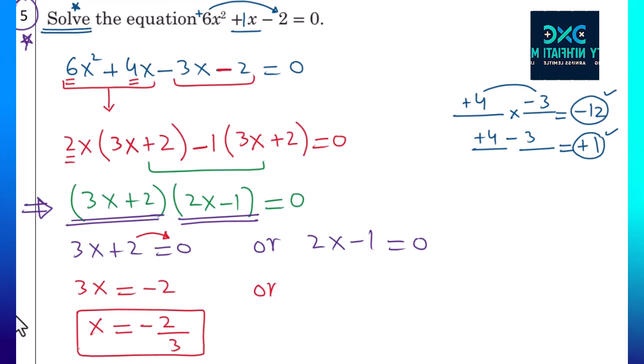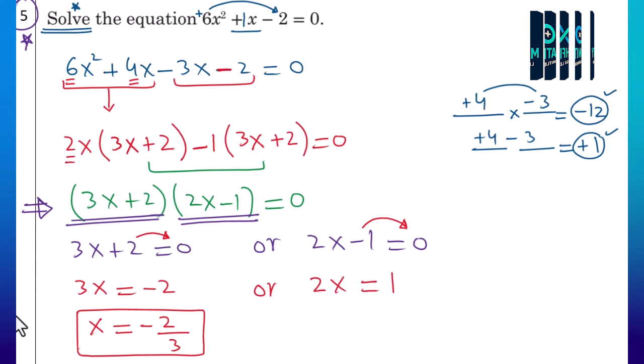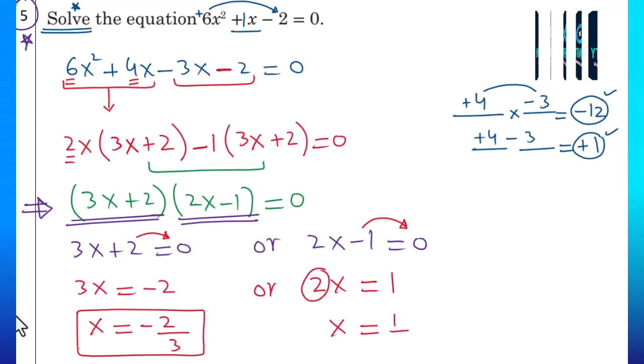Second answer, how to get this one? We will shift this -1 to the other side. When you shift -1 to the other side, it will become +1. So we will write 2x is equal to 1. We will shift this 2, which is multiplying with x. When we shift it to the other side, you have to divide. So we will write x is equal to 1 over 2.